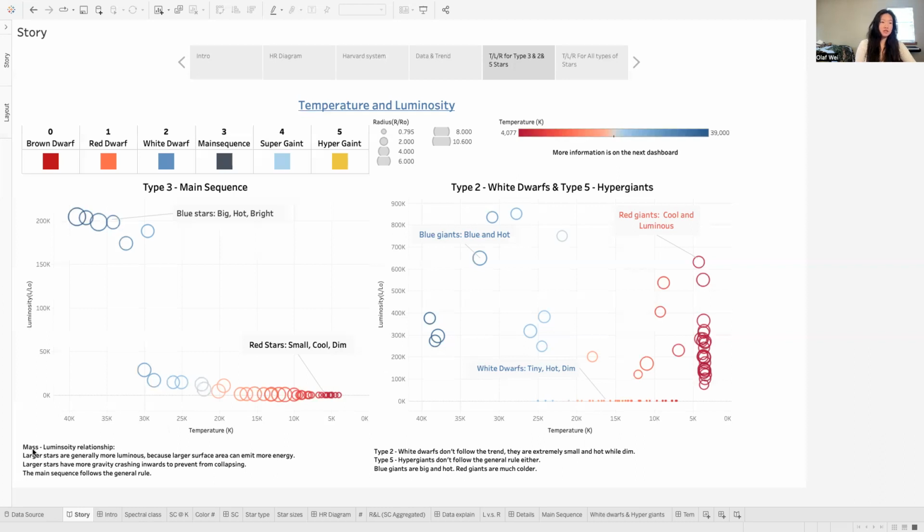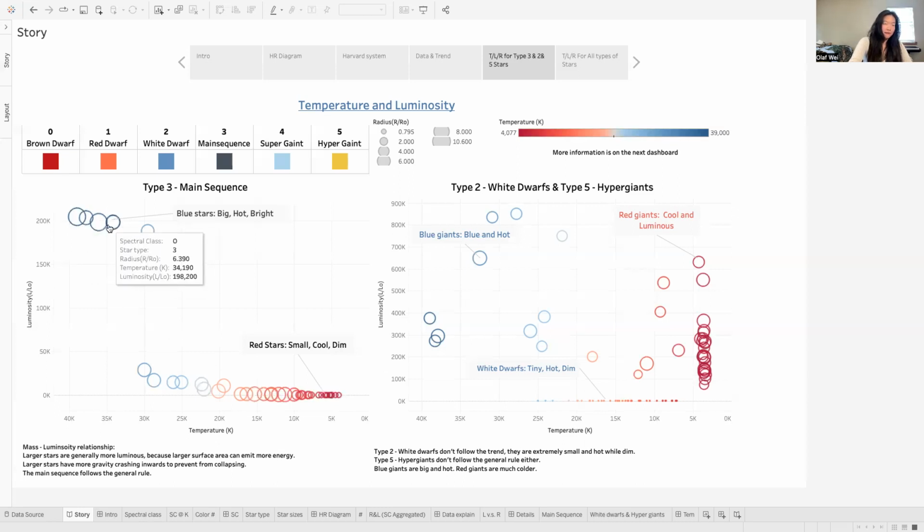So larger stars are generally more luminous because larger stars have much larger surface areas too, so they can emit more energy. So they will burn brighter. And then the larger stars also have more gravity crashing inwards, so to prevent them from collapsing. And then you can see this main sequence does follow these trends, right?